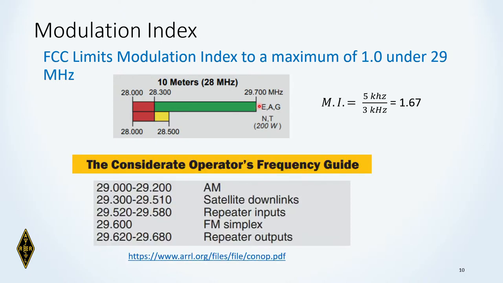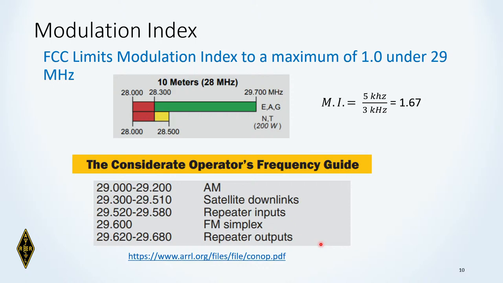Now, I'm not aware of any FM repeaters in our area operating on 10 meters. There might be some in the bigger metro areas. But this is a little slice of the band plan. And you can see that it starts at 29, this magic frequency again. And there's designated places for AM satellite links. And then this is the part that we're interested in, repeater inputs, FM simplex, repeater outputs. So if you have a 10 meter repeater in your area, this is where you would find it.